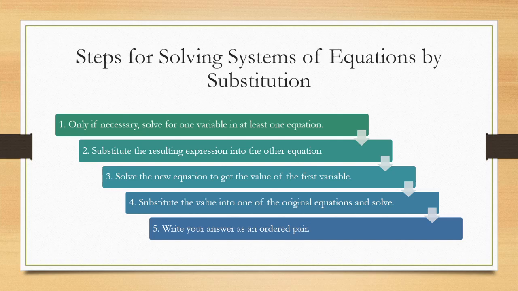If necessary, solve for one variable in at least one of the equations. Substitute the resulting expression into the other equation. Solve the new equation to get the value of the first variable. Then substitute that value that you just got into one of the original equations and solve for the second variable. And then we're going to write our answer as an ordered pair.